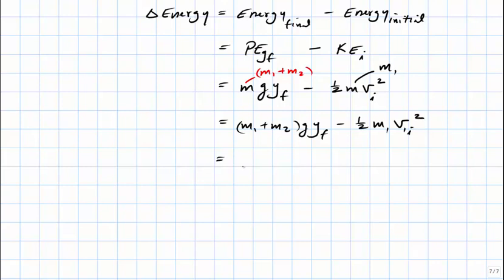So let's substitute the values. m1 is 0.025, m2 equals 2 kilograms, of course g equals 9.8, and the final elevation was 6 centimeters, which we'll enter as 0.06, minus m1 is the bullet's mass, which is 0.025, and the initial velocity of the bullet was calculated as 87.8. Let's not forget to square that.